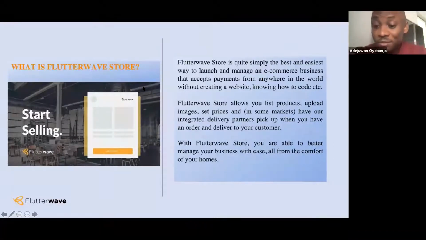Flutterwave Store is free. It is very intuitive and easy to set up. You require no prior technical know-how, neither do you need to pay for platform development. All you need to do is access the Flutterwave website to set one up, and you are good to go in minutes. If you have any inquiries, please ask away in the Q&A box. We will field those inquiries appropriately.